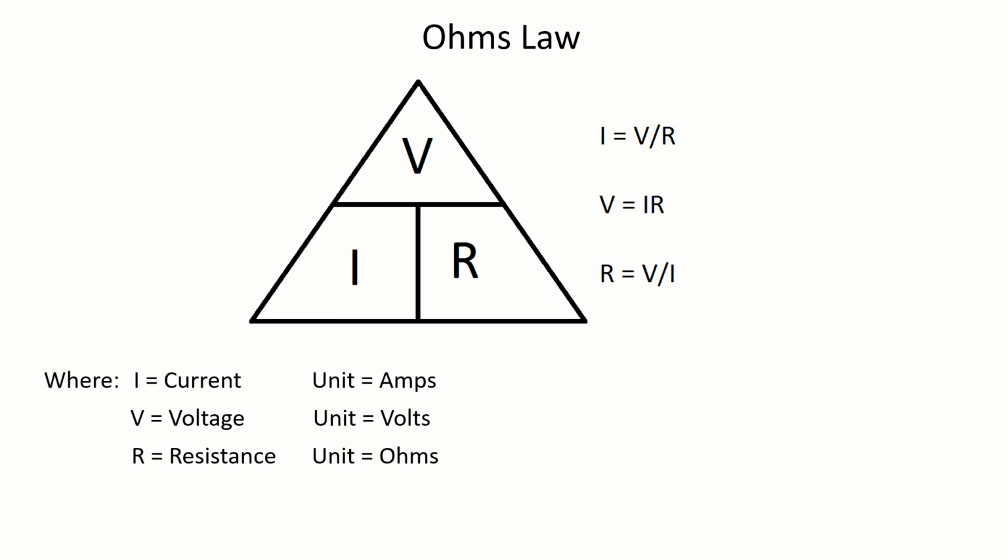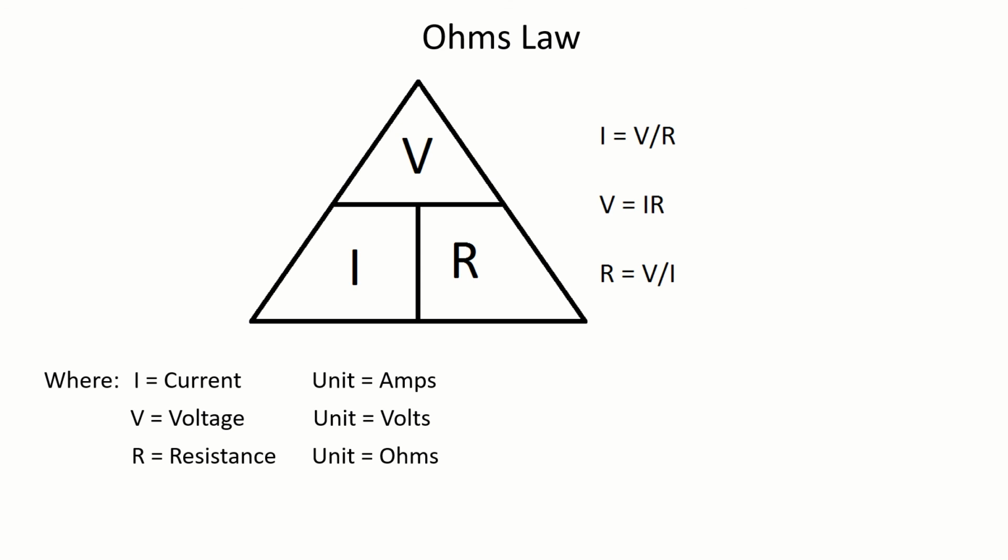So we need to know this equation: V I R, and we draw it in an equilateral triangle, all sides the same. Put V in the top vertex, I in the left vertex, and R in the right vertex. Basically, we can derive all these formulas from this.